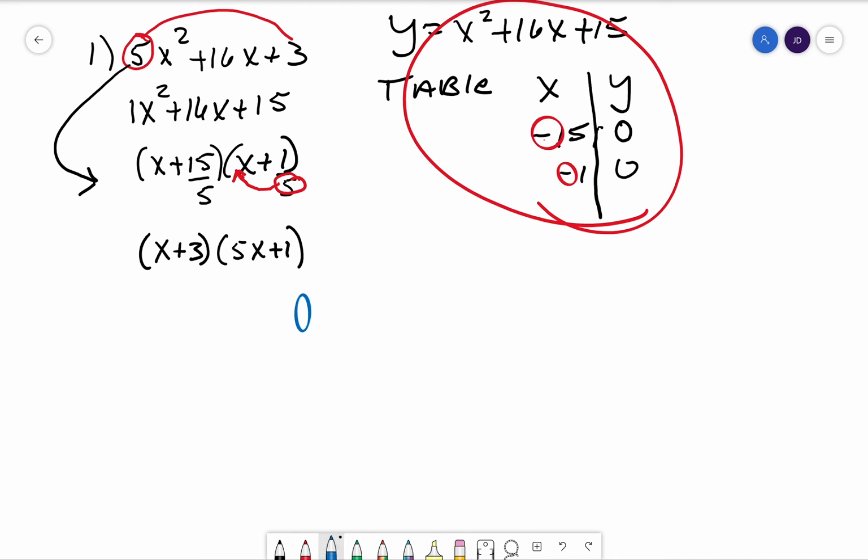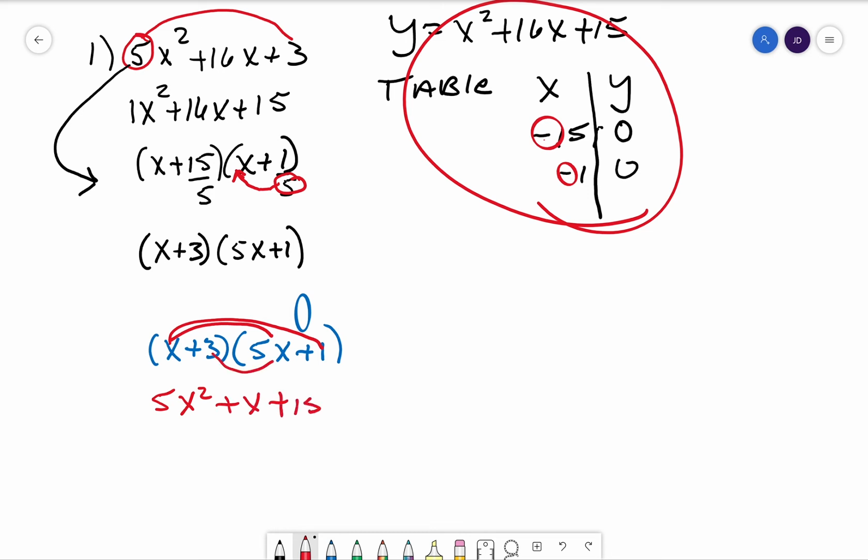All right, let's go back up to here. So look, if I have x plus 3 times 5x plus 1, and I expand this, if I do x times 5x, I get 5x squared. If I get x times 1, I get plus x. If I do 3 times 5x, I get 15x. And 3 times 1 is going to give me 3.